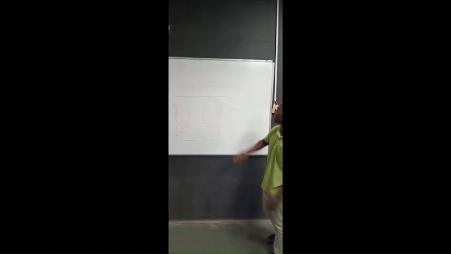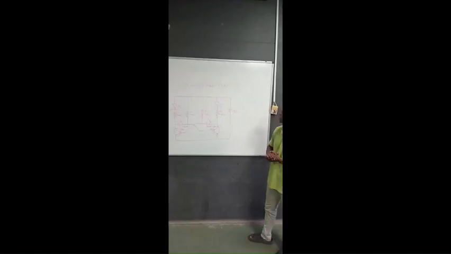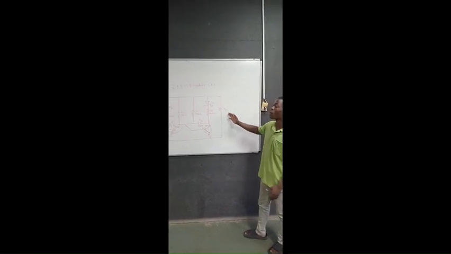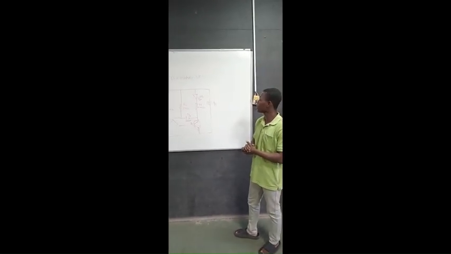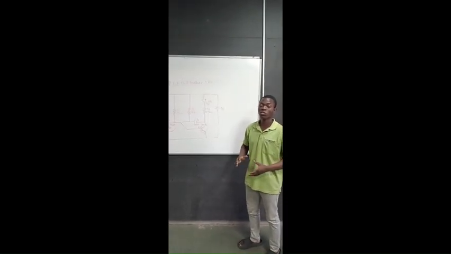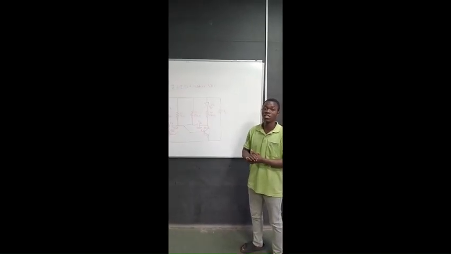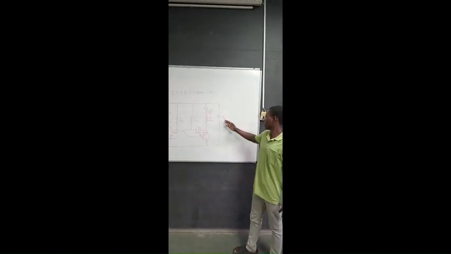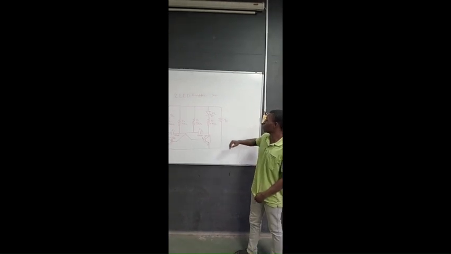So firstly, we have a 9-volt battery, our power supply. This battery is used to supply sufficient electrical energy for the circuit to run. That is the role of our battery.